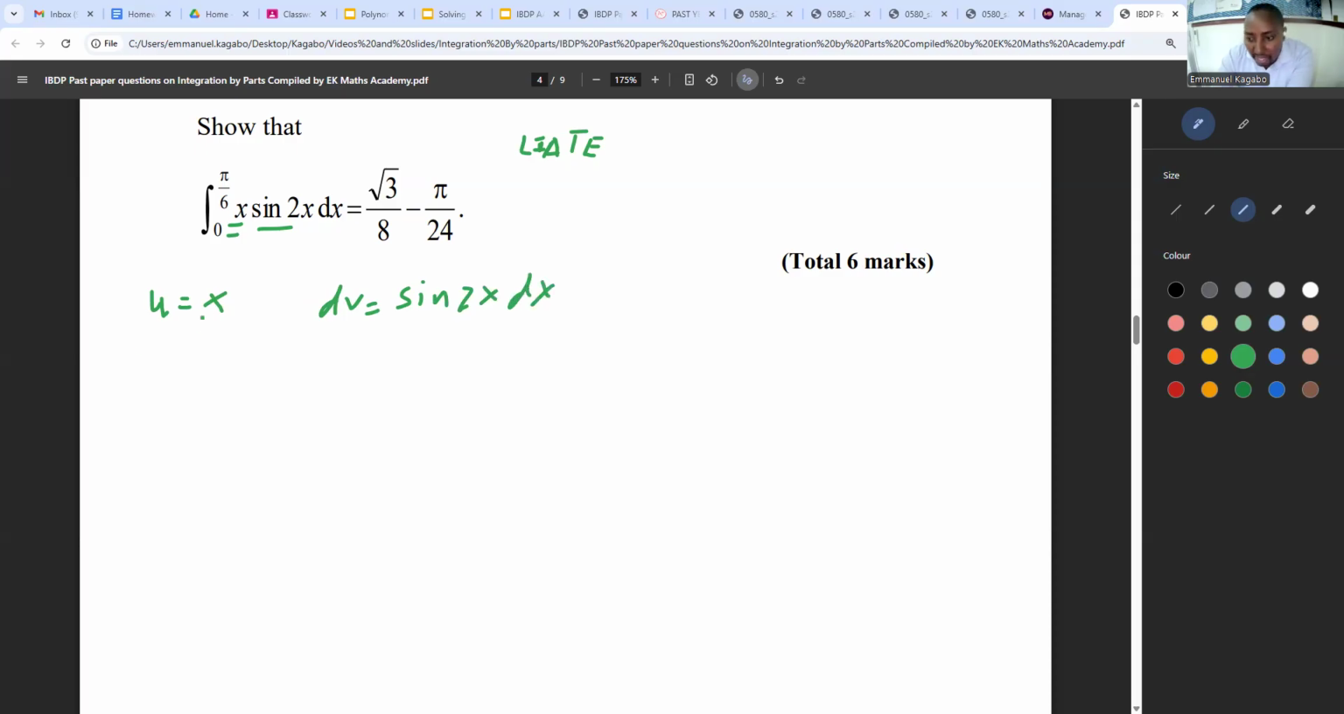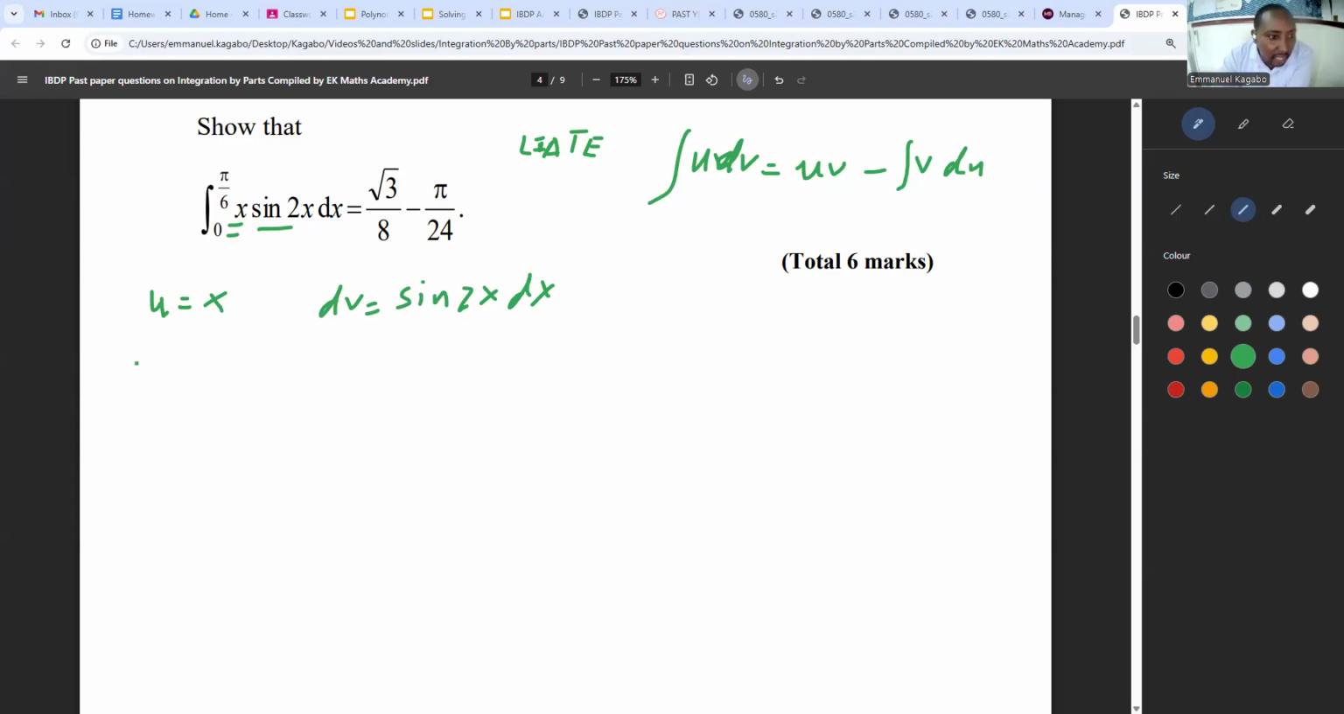So what do I do? From by parts, what did I say? After getting u, let me write the formula, guys. Integration of u dv is equal to uv minus integration of v du. Okay? Now, if you check, I have u and I have dv. I'm missing v and du.